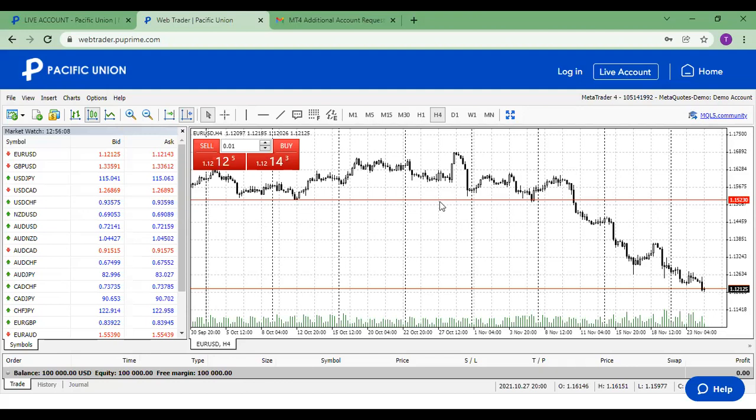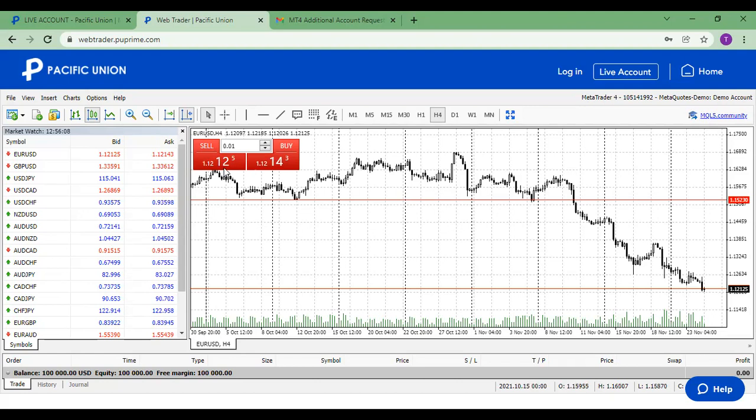All right. So here I have a live chart. This is actually Pacific Union's web trader. If you like it, you could go to www.pacificunion.com, or you could ask your account managers. They'll tell you how you could access the web trader. The web trader is actually good. You could use it for your MT4 or your MT5 as well. Basically, it's the same as using the MT4 that you have downloaded.